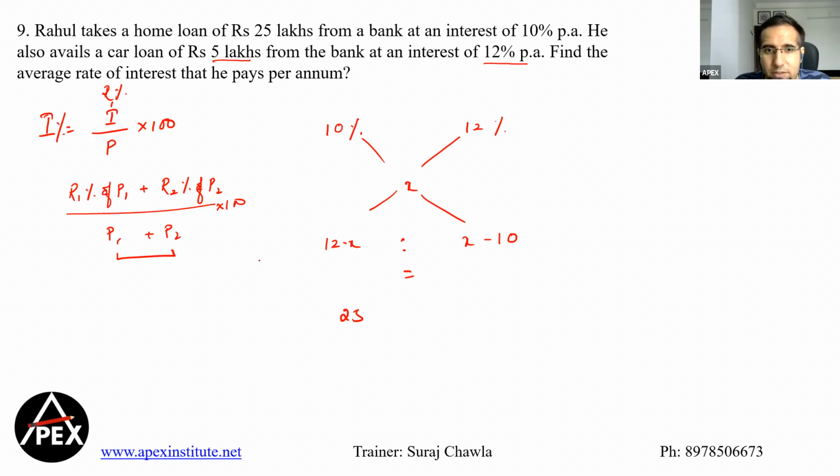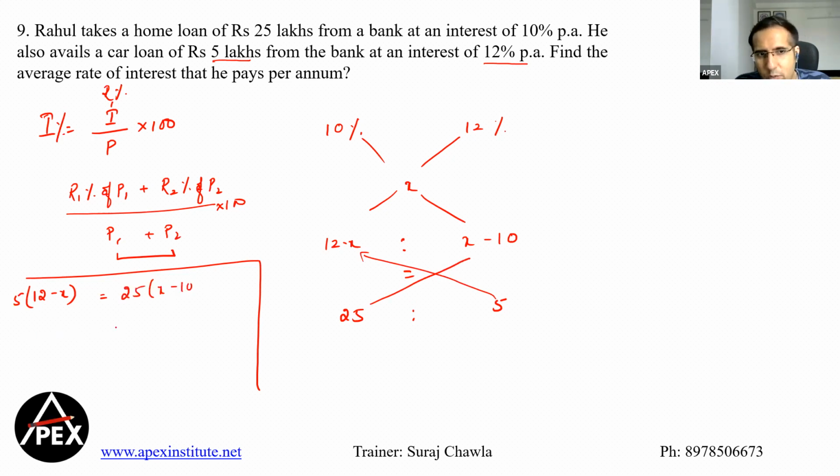Now let's solve this, guys. If I solve this, then what do I get? I get (12 minus x) into 5. You can cross multiply. It is equal to 25 into (x minus 10), guys. 5 ones are 5, 5 fives are 25. So 12 minus x is equal to 5x minus 50. 62 is equal to 6x, or the value of x is equal to 62 by 6. That is 10.33 percent per annum.